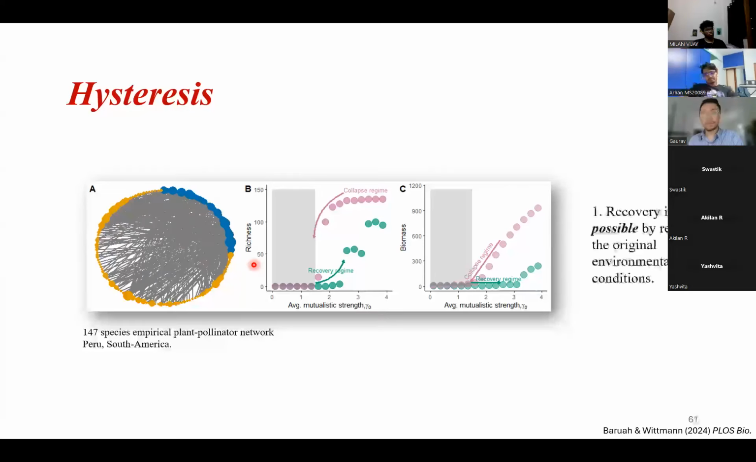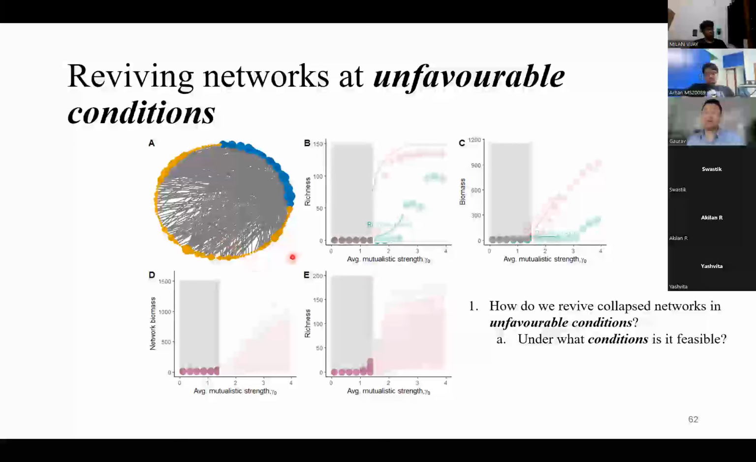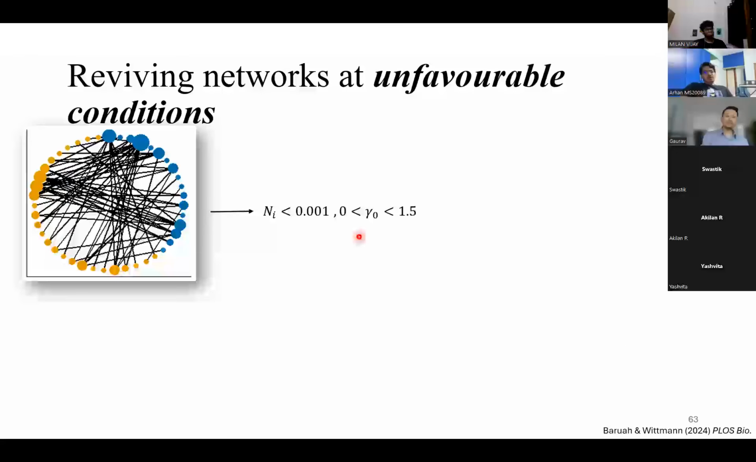So how do we now revive a system that is at this state? How do we even think about it? What we do here is a different kind of approach. Let's take this 45 species plant pollinator empirical network. We initialize this network so that all species have a very, very low density of 0.001. All of these starting densities are very low.